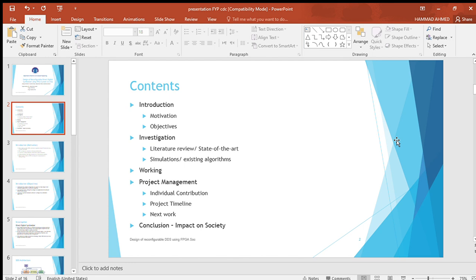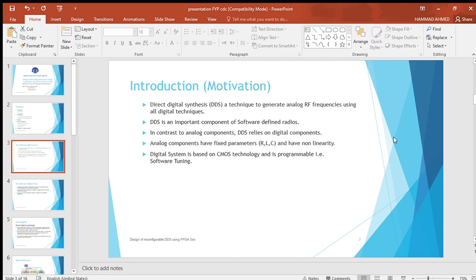So let's go. Introduction. What is the motivation behind our project? DDS is a technique to generate analog RF frequency using all digital techniques. DDS is an important component of software-defined radios. In contrast to analog components, DDS relies on digital components. Analog components have fixed parameters, meaning resistors, inductors, and capacitors, and have non-linearity. A digital system is based on CMOS technology and is programmable by software tuning.